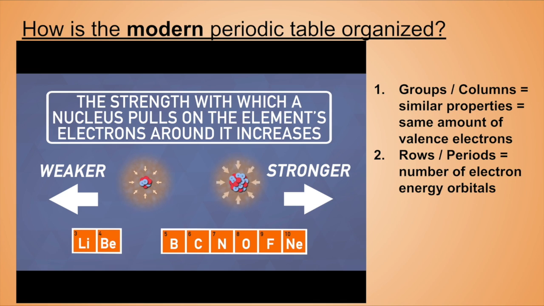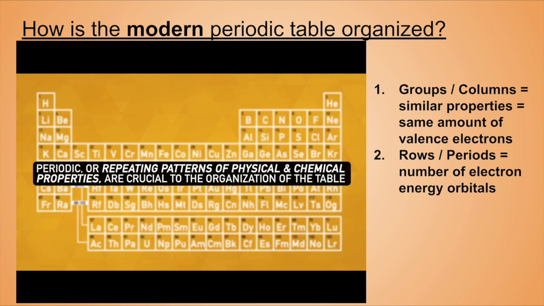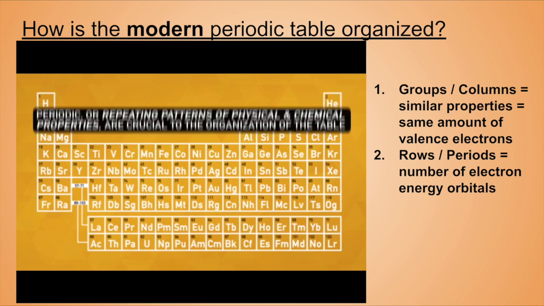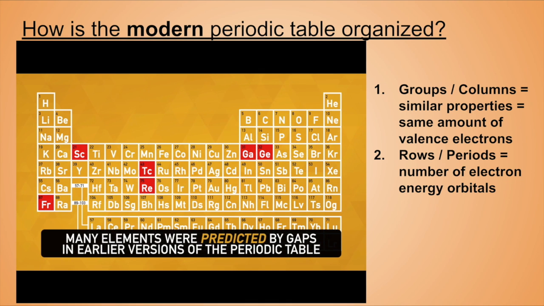Nuclei of an element on the right pull much more strongly, so they are more likely to gain electrons in a chemical reaction. Periodic or repeating patterns of physical and chemical properties are crucial to the organization of the table. These patterns even allowed scientists in the past to predict the properties of as of yet undiscovered elements just by looking at gaps in the table.